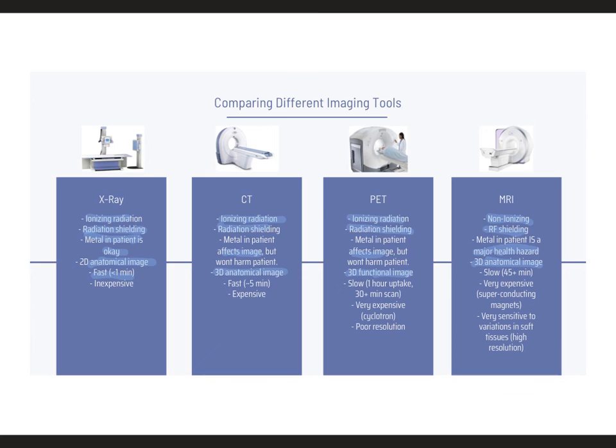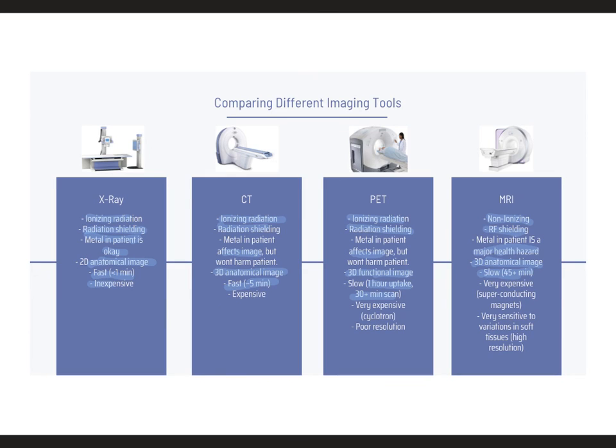X-rays are very fast, less than a minute. CTs are also pretty fast, about 5 minutes. And PET scans are pretty slow. They're the slowest of all four of these. They take an hour to uptake and then 30 minutes to complete the scan. MRIs are pretty slow. They take 45 minutes, but of course not as slow as PET scans.